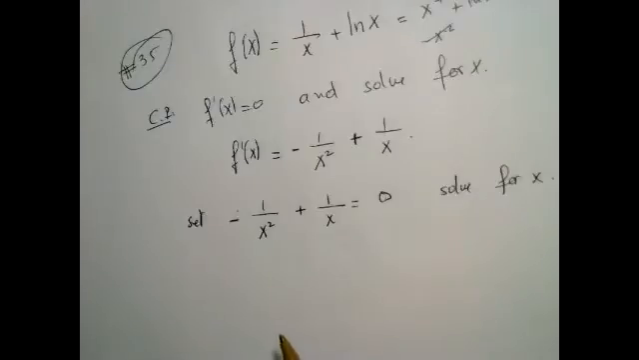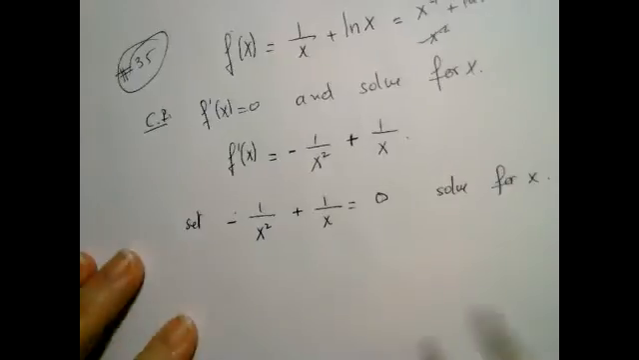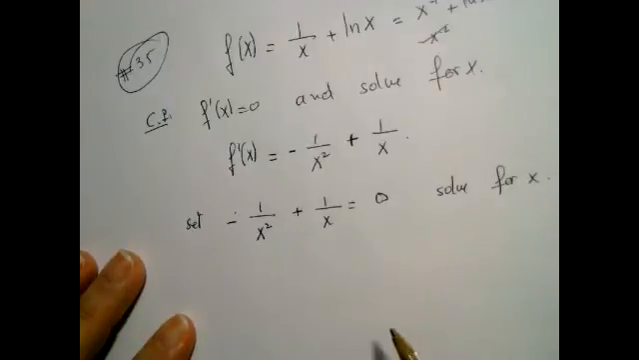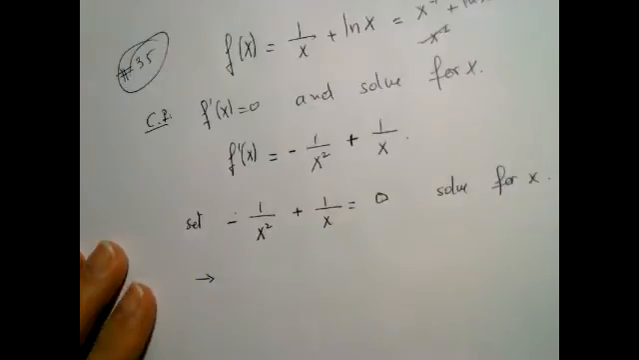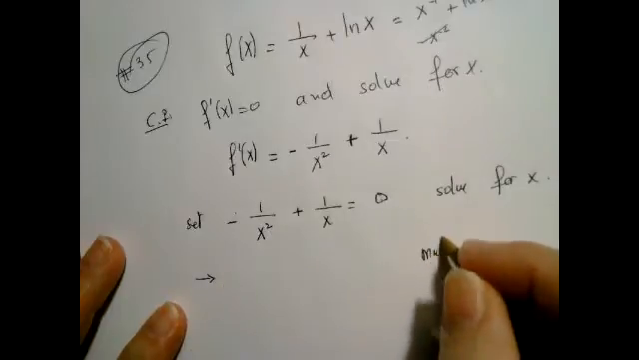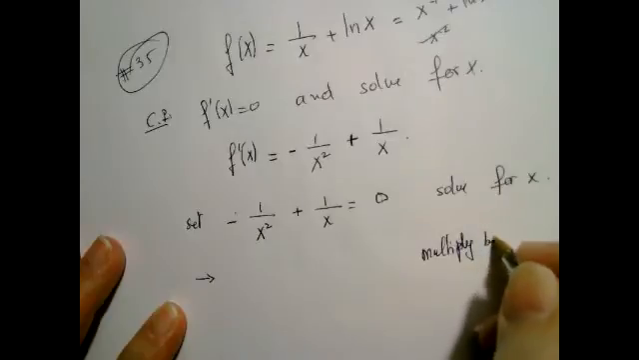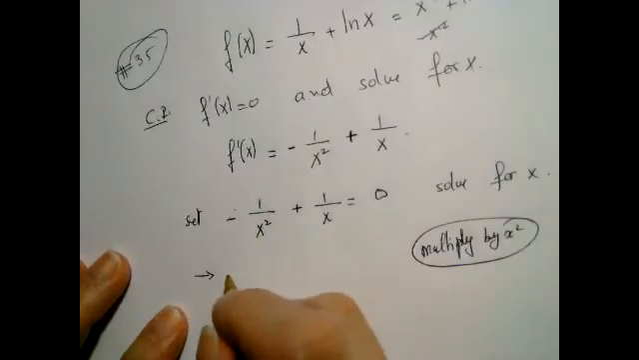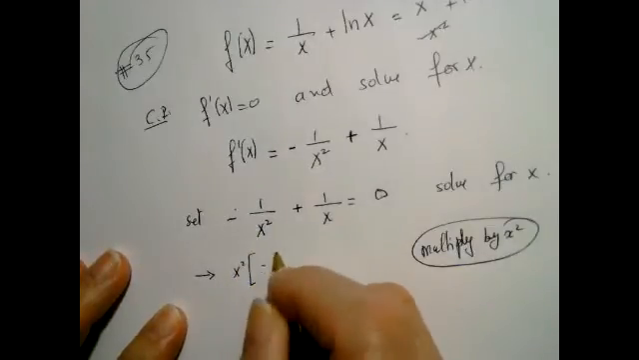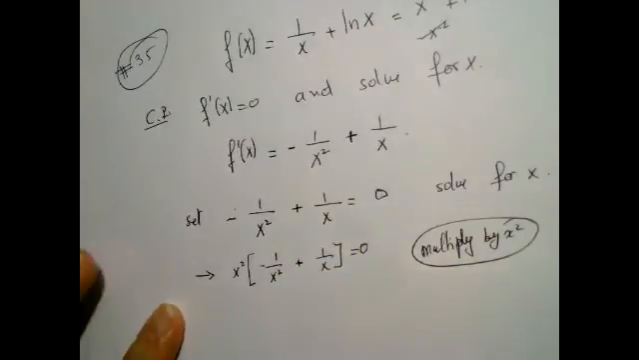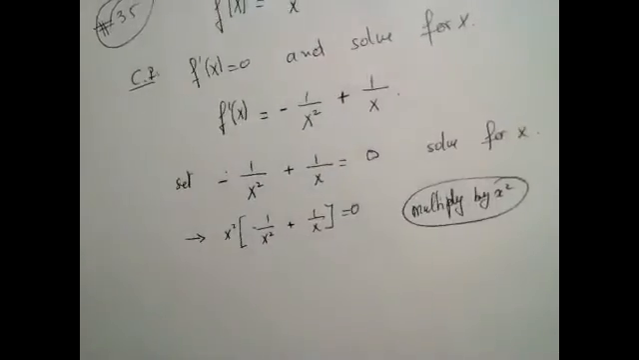Multiply both sides by x squared. Your classmates are trying to get rid of the denominator somehow. That's one possibility. Somebody is telling me to multiply by x squared. Okay, I can do that. It gives me x squared times minus 1 over x squared plus x squared times 1 over x equal to 0.